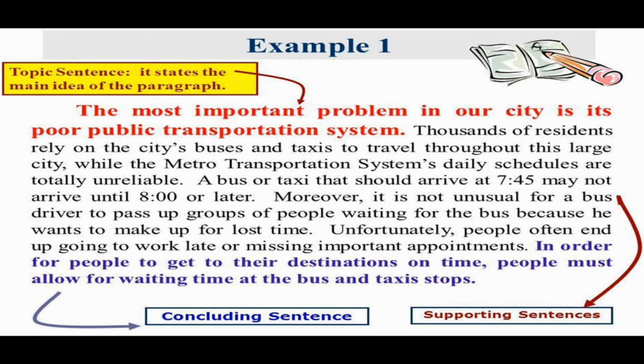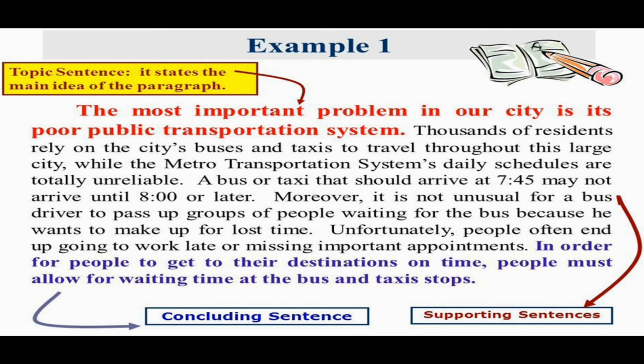This is the example of a paragraph. The most important problem in our city is its poor public transportation system. This is called the topic sentence. This topic sentence states the main idea of the paragraph. And the blank sentences are the supporting sentences. These sentences support the main topic sentence.